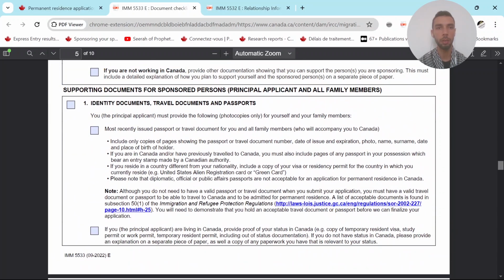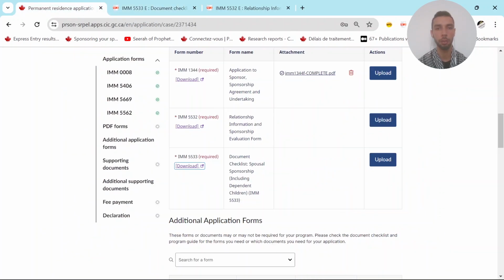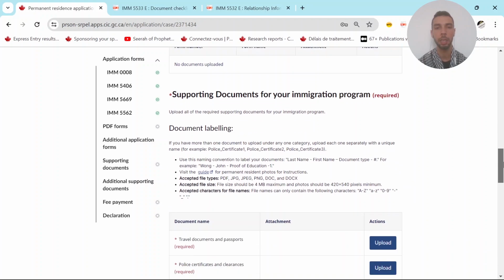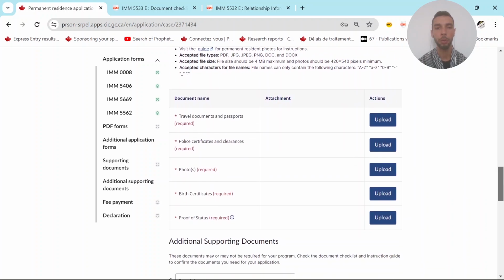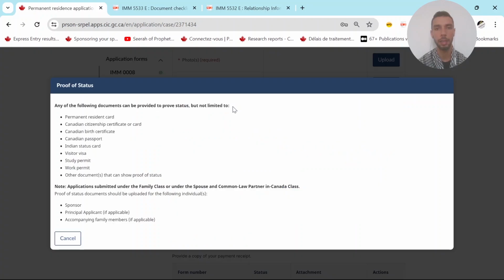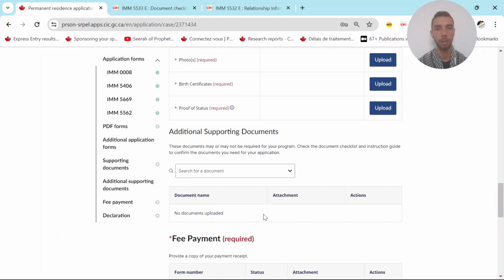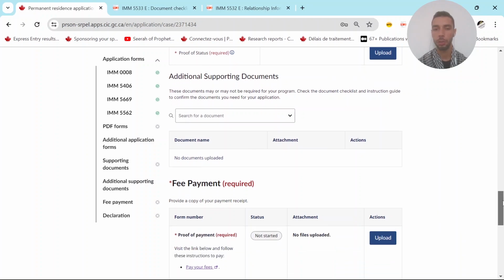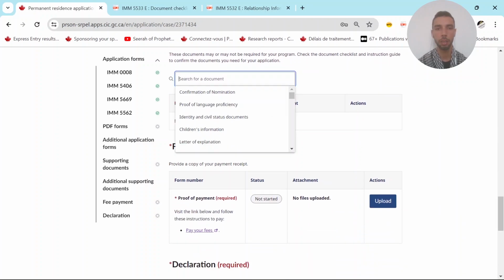That's it for this one. Once you are done with the forms, the next part is going to be the supporting documents. You can see here you have travel document, passport, police certificate, photos, birth certificate, and proof of status in Canada. And you have the little eye here that you can click and it gives you what is considered proof of status. Once you're done, you can upload additional documents.